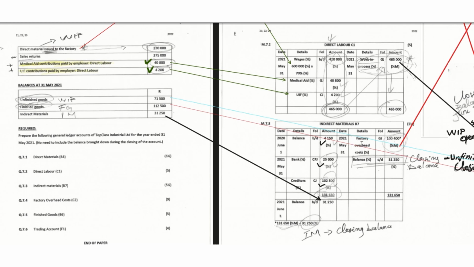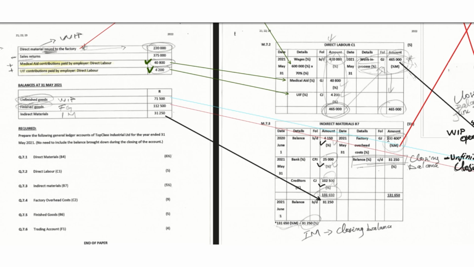What is important though here, this is not going to be work in process. This is factory overhead cost. So see the difference, because it's indirect. Everything that is indirect is actually overhead because it is not direct. What is indirect? I repeat, what is indirect labor? Indirect material forms part of the overhead cost.